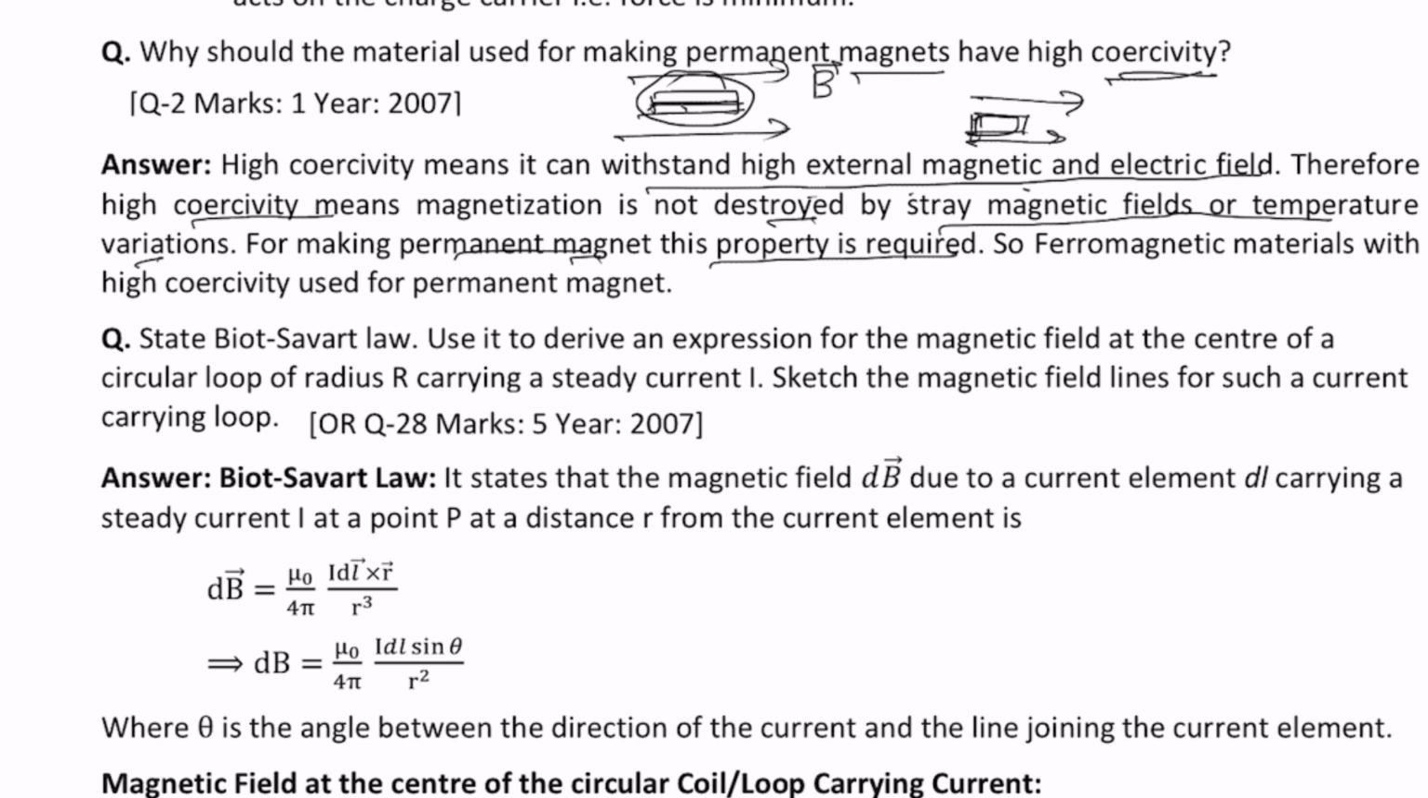So there are three types of materials: dia, para, ferro. The ferromagnetic materials like iron are used for permanent magnets because they have high coercivity, correct?